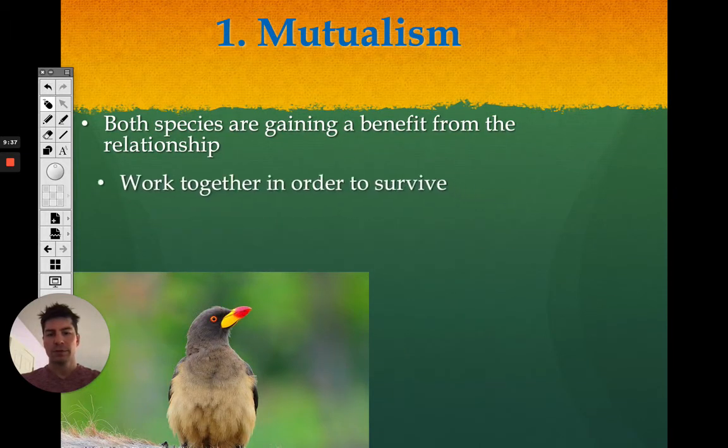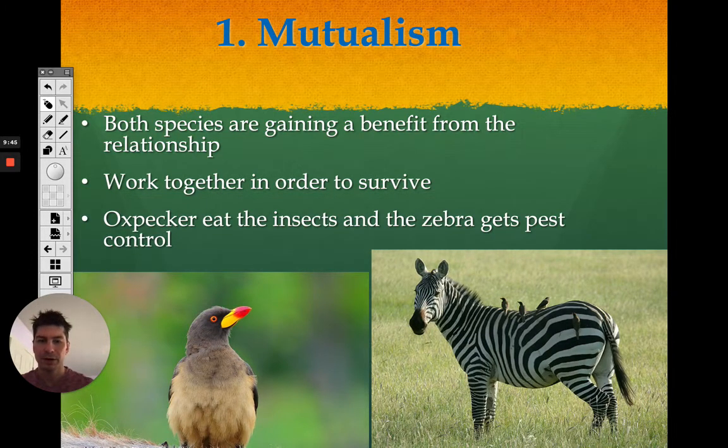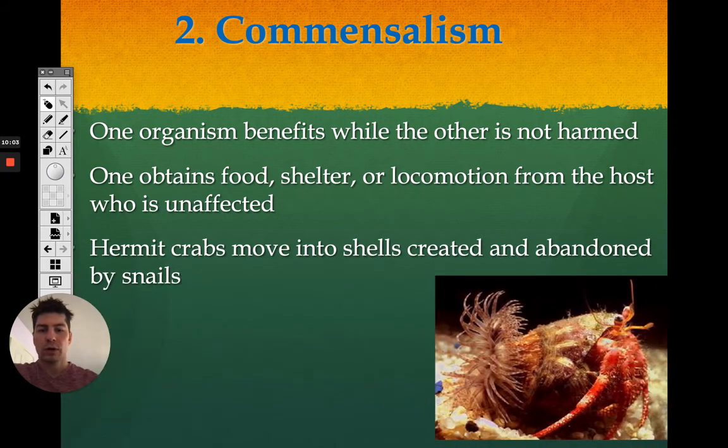So for mutualism, this is where they are going to both benefit. So these birds live on top of zebras and they eat the insects off of the zebras. So the birds get a nice snack and the zebras stay clean of all the insects. That's mutualism. They're both benefiting. Commensalism, one benefits and the other one is kind of left unharmed. It doesn't do too much of anything. So crab moving into shells, the crab gets a nice home and the shell just, whatever.